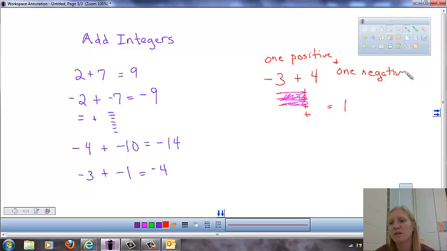If you have one positive and one negative, you end up actually subtracting instead of adding. If you end up doing something positive and something negative, you end up actually subtracting.